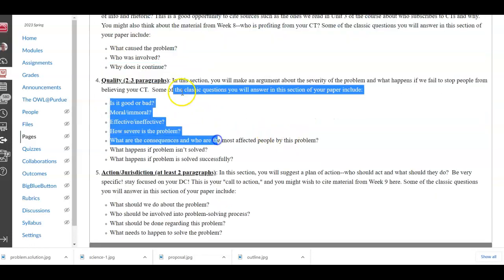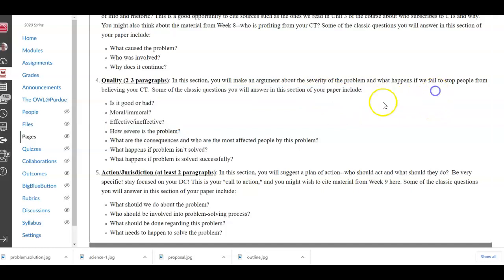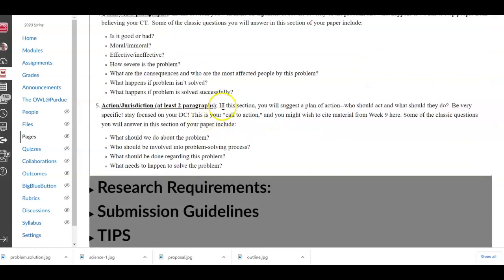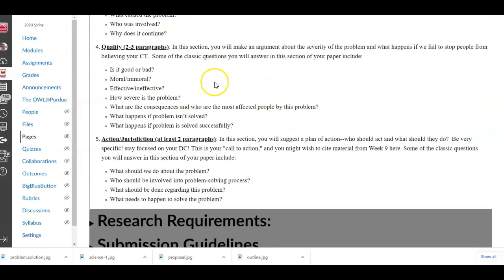Then you want to get into quality. So in this section, you make an argument about the severity of the problem. What happens if we don't stop people from believing your conspiracy theory? What happens if we do? Right? So you're going to want to think about what are the end results of people believing in this? So for example, if you were to focus on the Stop the Steal conspiracy theory, you could argue that the spreading of this misinformation, this disinformation is leading to an erosion of people's faith in elections. And you could expand on that, spend a couple paragraphs thinking about what that would mean for society, right? And so that will help you argue why we should do something.